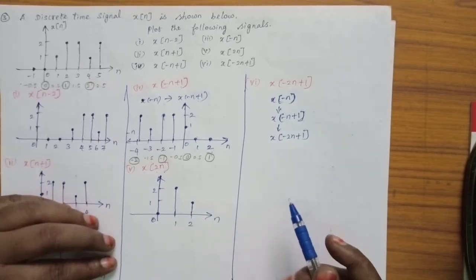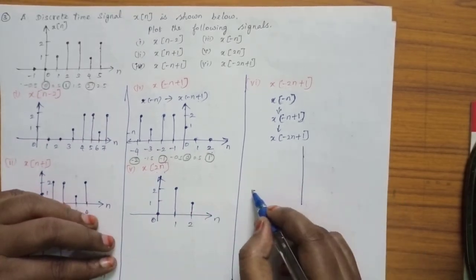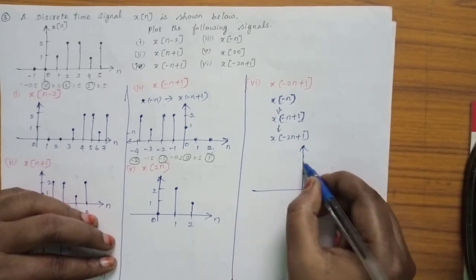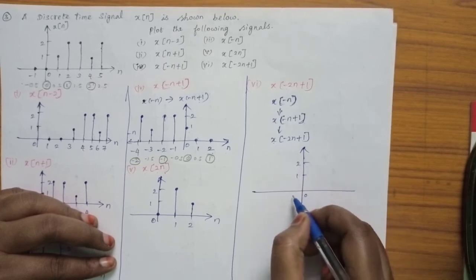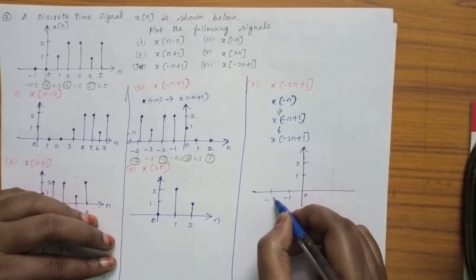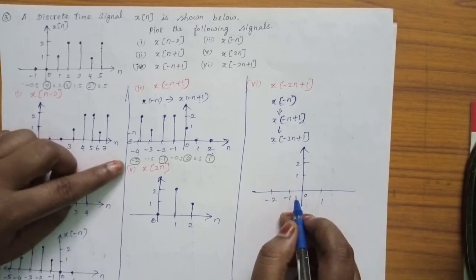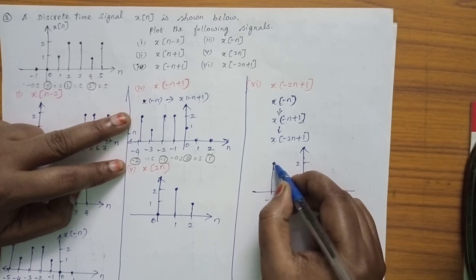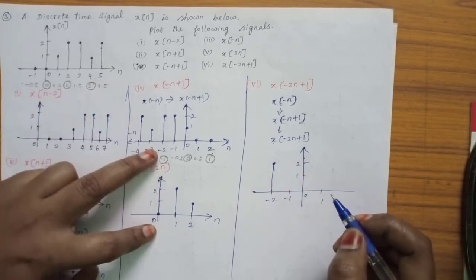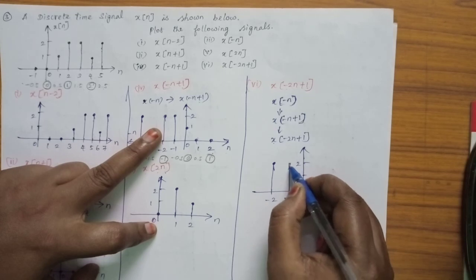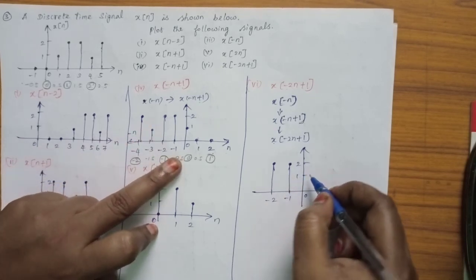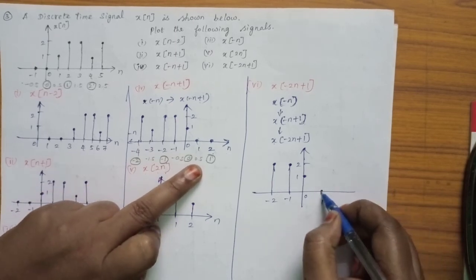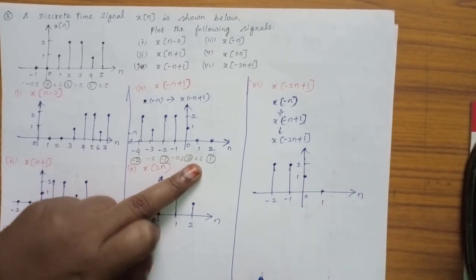Then the resultant signal will be, that is x of minus 2n plus 1. At n equal to minus 2, its value is 2. And at n equal to minus 1, again it's 2. And at n equal to 0, it's 1, and at n equal to 1, it's 0.